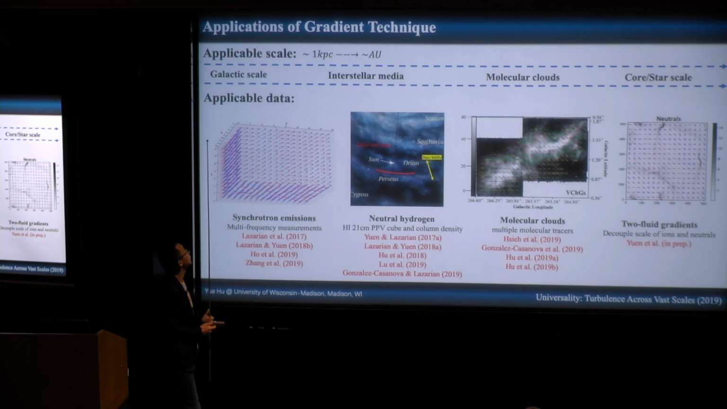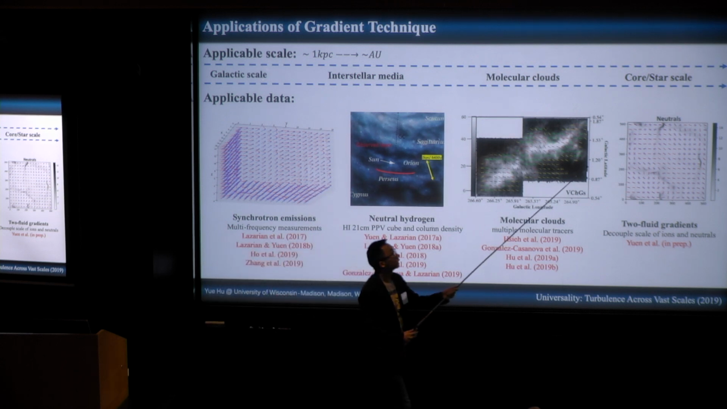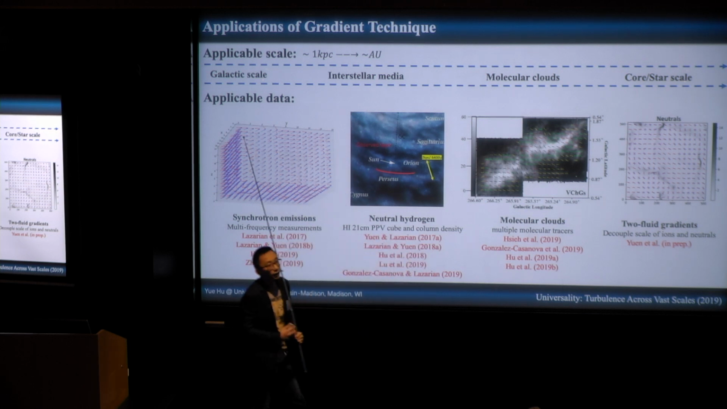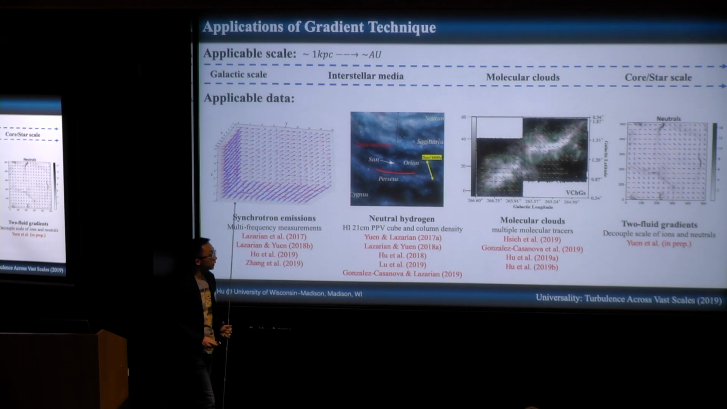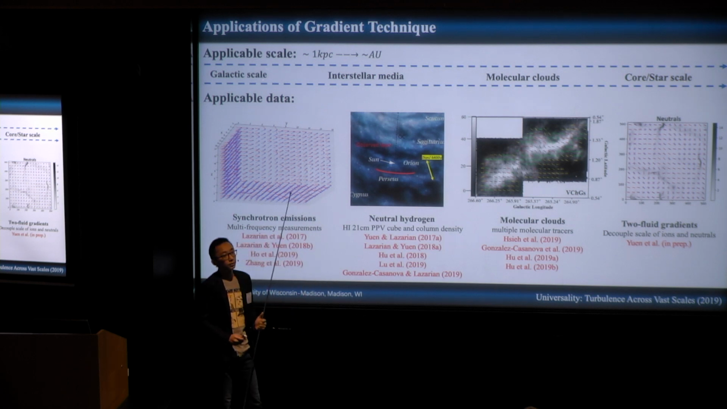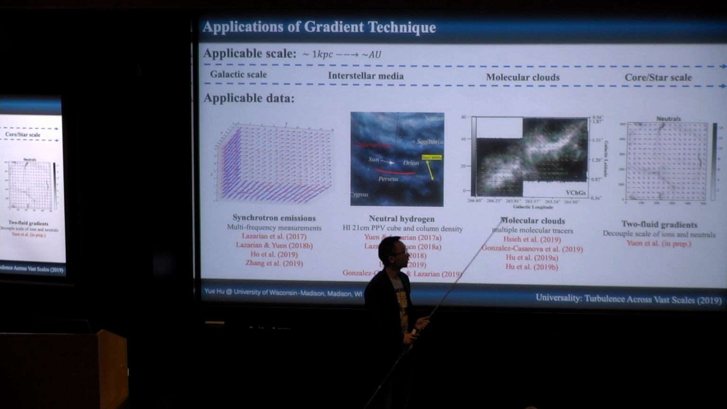Actually, the applicable scale for the velocity gradients covers the galactic scale, the interstellar media, the molecular cloud scale, and also the star or disk scale. And it can also be applied to different types of data. For example, the synchrotron emission with multi-frequency measurements, the neutral hydrogen, including the PPV cube and the column density data. And for molecular cloud, we can use multiple molecular tracers.